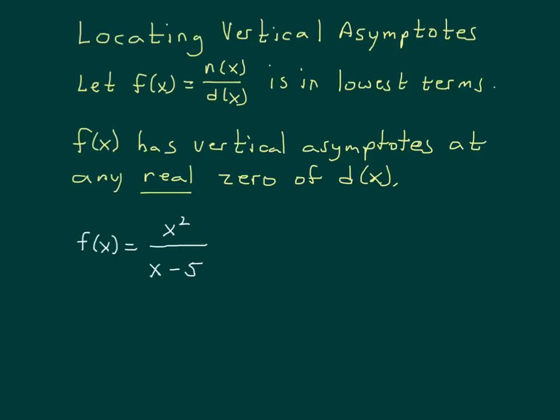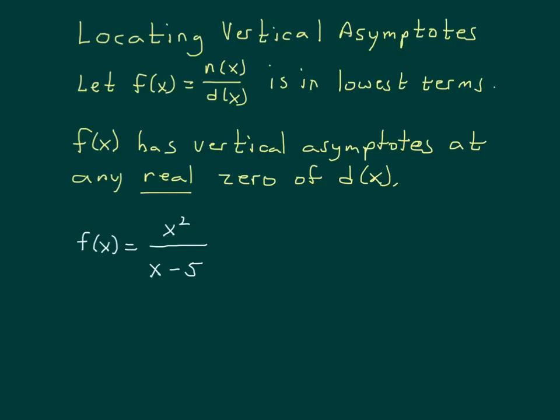The question now is, how do we locate a vertical asymptote? Well, if we let f of x equal n of x over d of x, and as long as that's in lowest terms, so there's no common factor between the numerator and denominator. If there's a common factor, things get a little bit different, and we'll talk about that in class next time. But if this fraction is in lowest terms, then f of x will have a vertical asymptote at any real 0 of d of x. In other words, any place the denominator is equal to 0 is going to be a vertical asymptote.